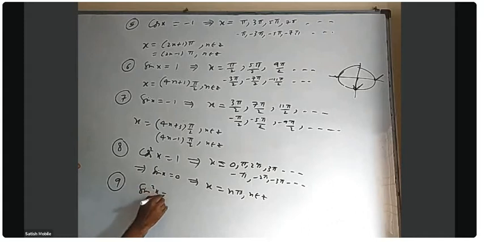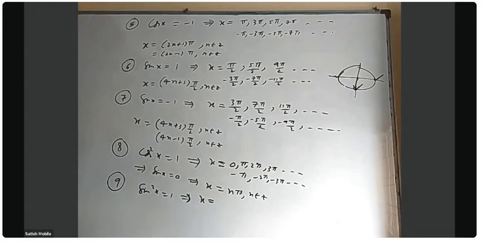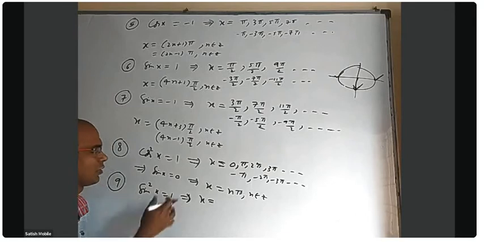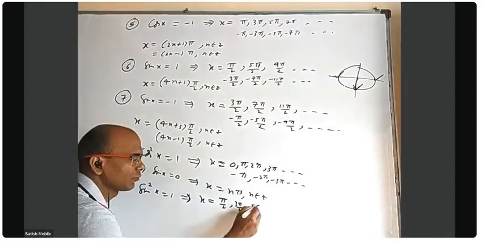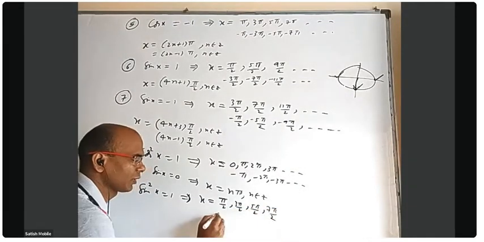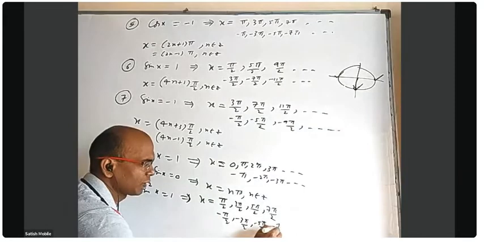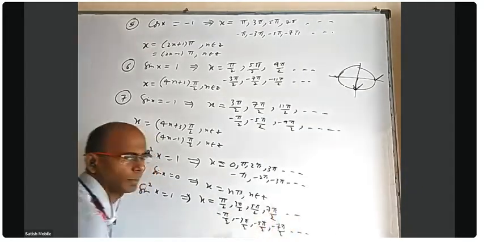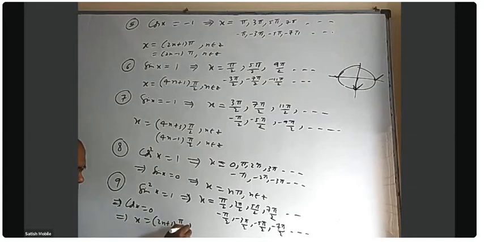Sin square x equal to 1. What is the smallest positive value that you can think of? So sin square x equal to 1 means cos x equal to 0. Pi by 2, 3 pi by 2, 5 pi by 2, 7 pi by 2, minus pi by 2, minus 3 pi by 2, minus 5 pi by 2, minus 7 pi by 2, all put together. This is basically cos x equal to 0, which means x is equal to (2n plus 1) into pi by 2, n belongs to Z.